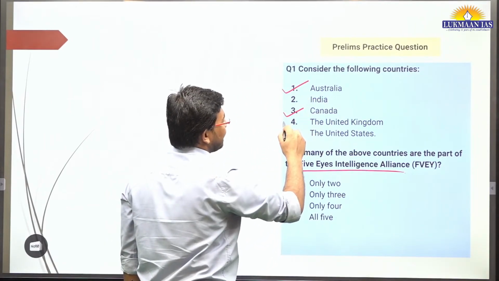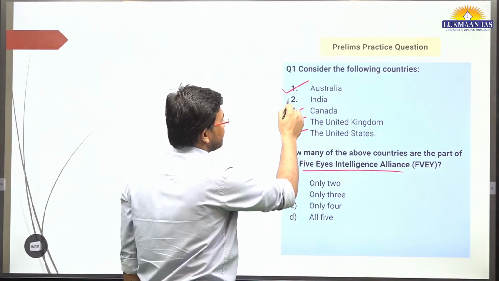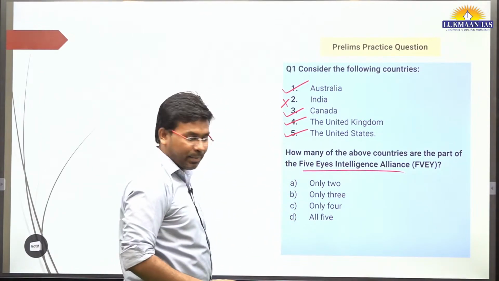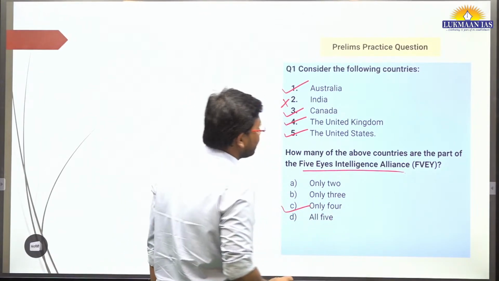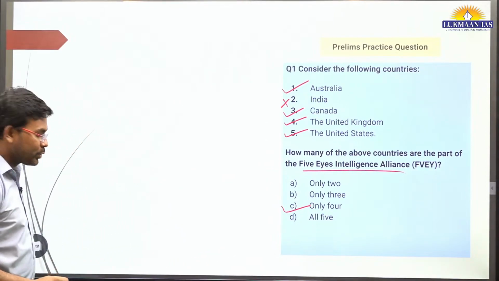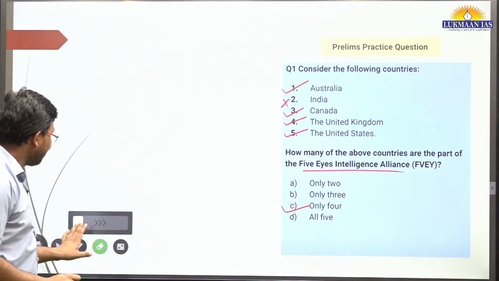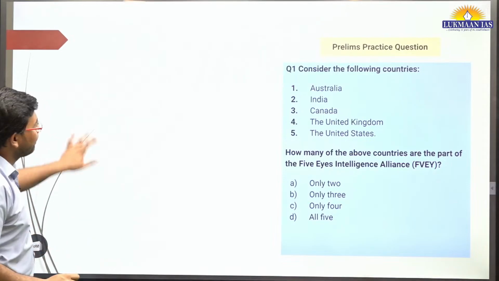Australia is there, Canada is there, UK is there, US is there. India is not a member of it. So only 4 of the above countries are members of the Five Eyes Alliance. Okay, so that's why it is important.